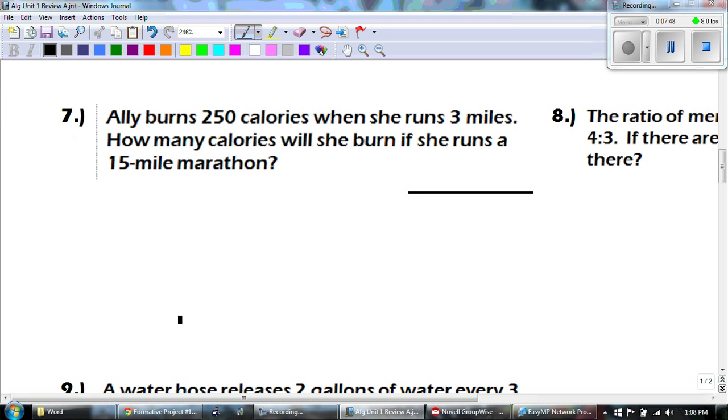Okay, so Allie burns 250 calories when she runs 3 miles. The first thing I know we're talking about is calories and miles. It's very important that you set this up first. They are asking how many calories will she burn if she runs 15 miles?